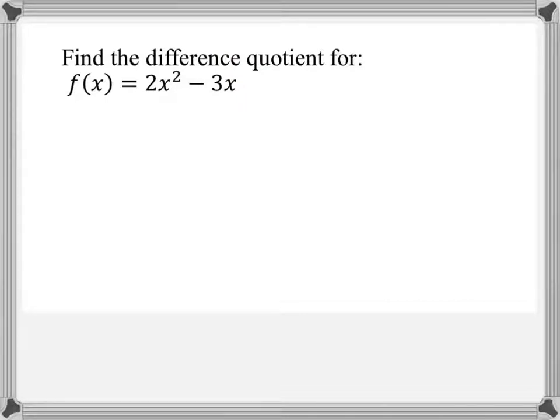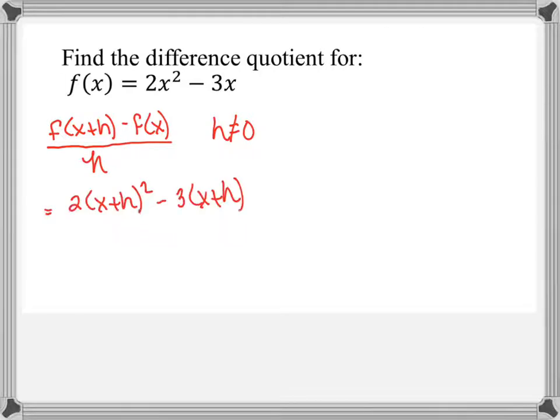Let's find the difference quotient for f of x equals 2x squared minus 3x. Now the difference quotient is defined to be f of x plus h minus f of x over h, where h does not equal 0. This is a concept that will become important when you study calculus. So I will substitute in x plus h for x and get 2 times the quantity x plus h quantity squared minus 3 times the quantity x plus h. So that was my f of x plus h.